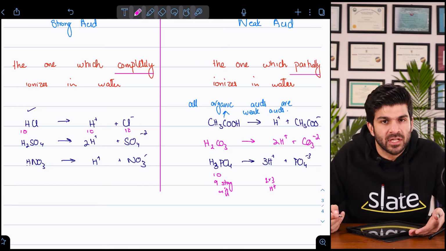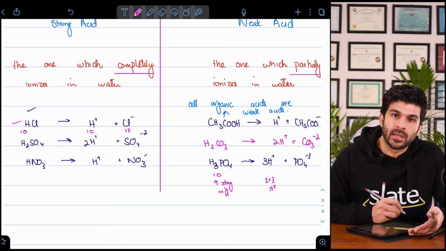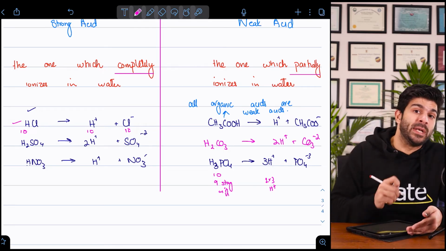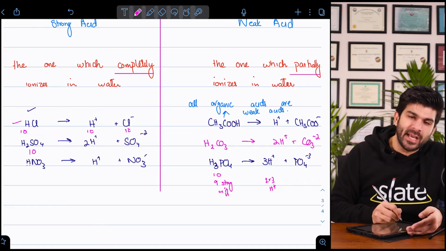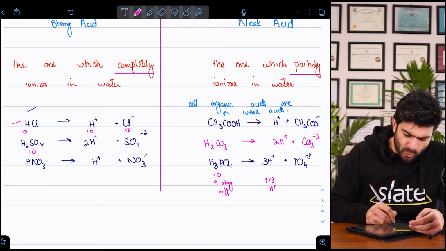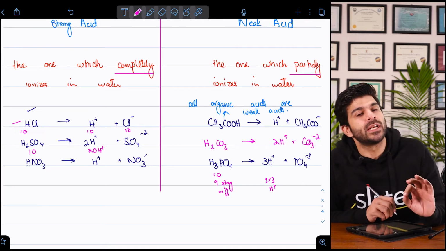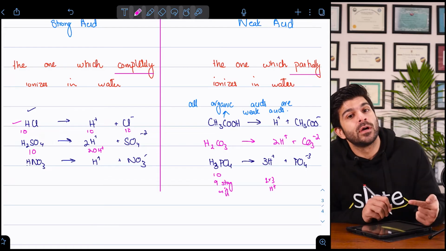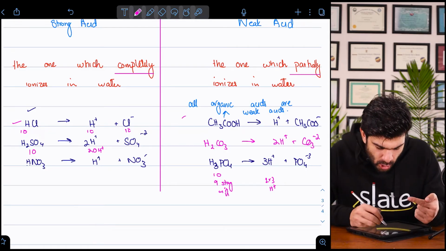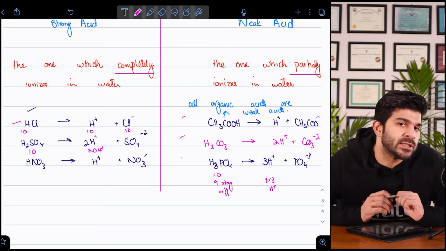So what am I getting? Nothing. HCl is giving me 10. Yes, but H2SO4 also completely ionizes. So 10 moles of H2SO4 will give me 20 hydrogen ions. So H2SO4, which is sulfuric acid, is stronger than HCl because it gives more hydrogen ions. But these others are not, because they partially ionize in water.